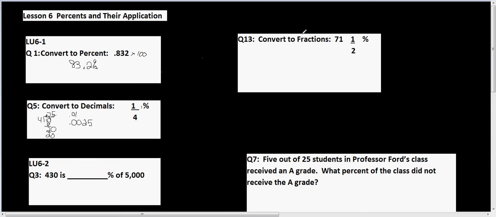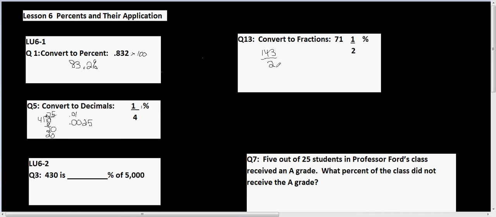Okay, what happens when we want to convert to fractions from a percent? In this case, we have mixed percents, mixed fractions is what we're going to deal with. So we've looked at this in previous tutorials, and what you have to do is first multiply the denominator times the whole number, then add the numerator. So 2 times 71 is 142, plus 1 is 143. 143 over 2.